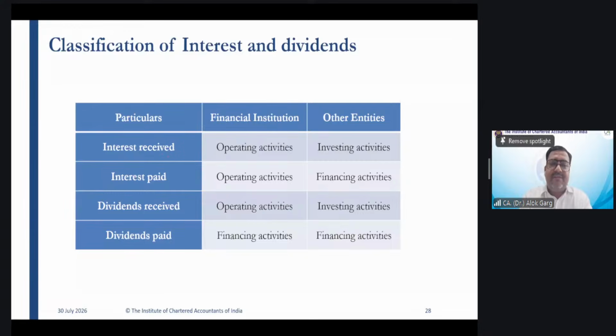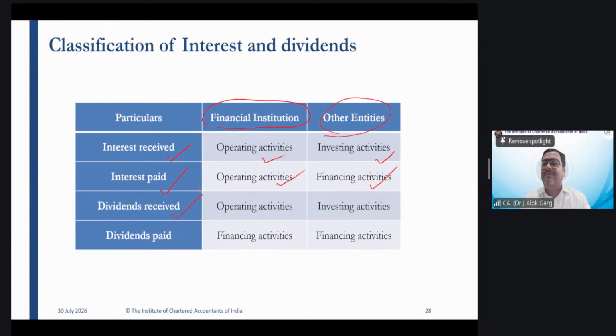Interest received is an investing activity for other entities. But if it is a bank or NBFC, then it is an operating activity. Interest paid is a financing activity. But if it is a bank or financial institution, it is an operating activity.